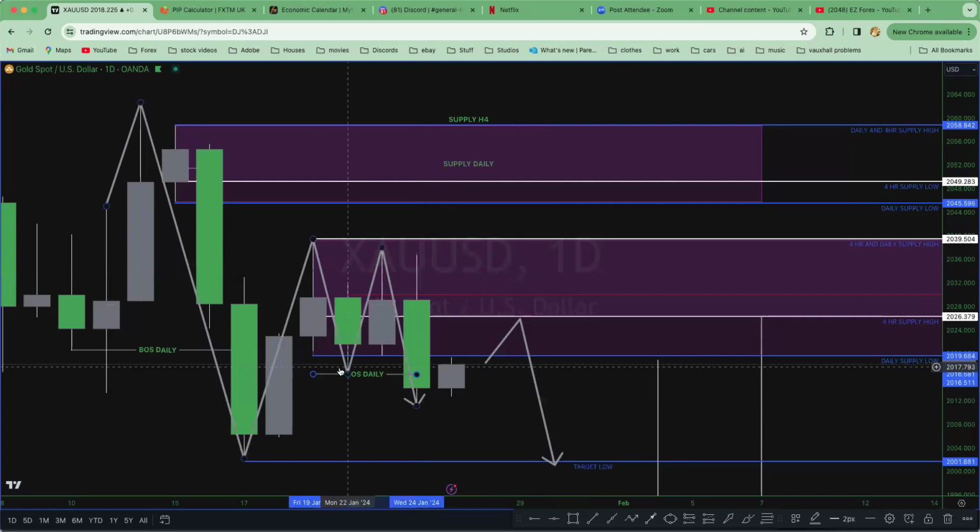So what we can see right over here is that price action has obviously again gone daily bearish again.